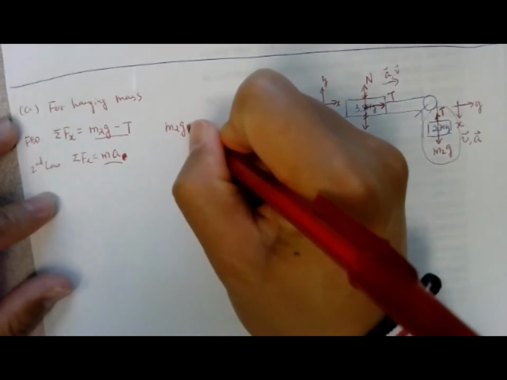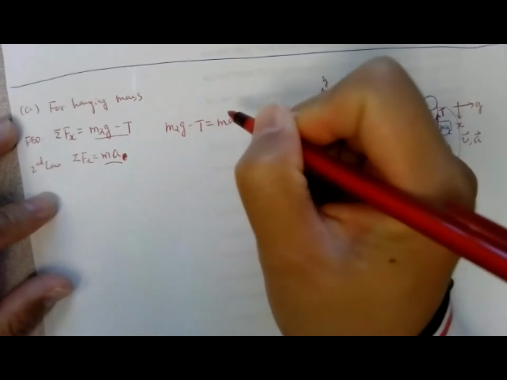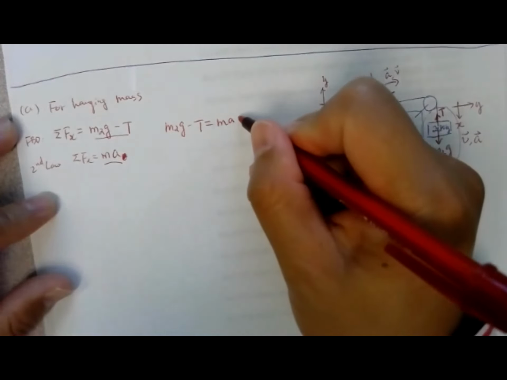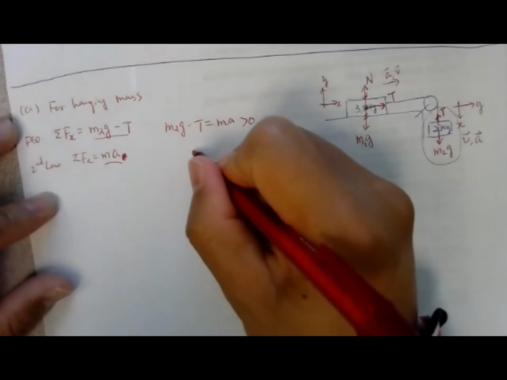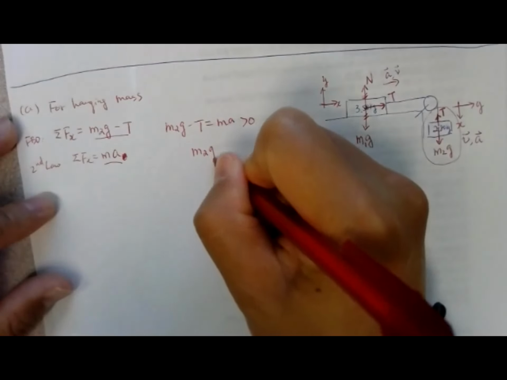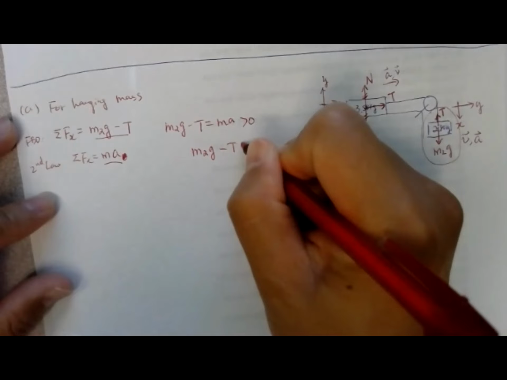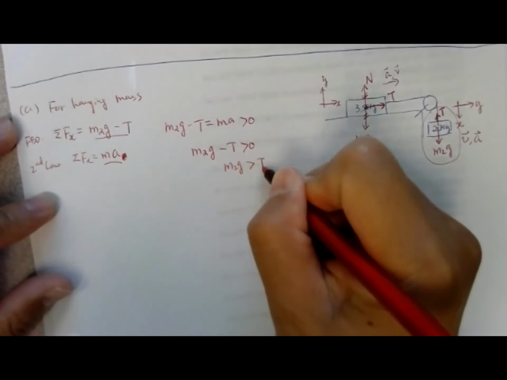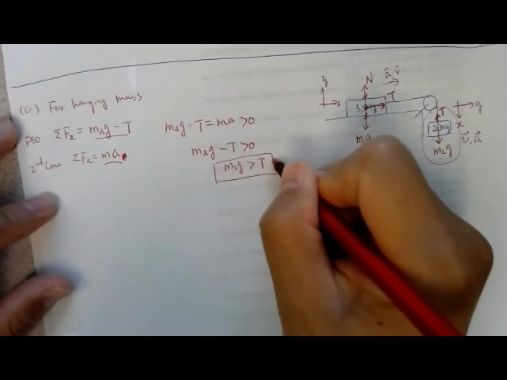So then this should be equal to this guy. So m2g minus T is going to be equal to ma, right? Which a is not zero, so that means this is greater than zero, right? Because it's going down in the positive direction. So then it should tell you m2g minus T is greater than zero. So m2g should be greater than T. So this is what you should have for part A.